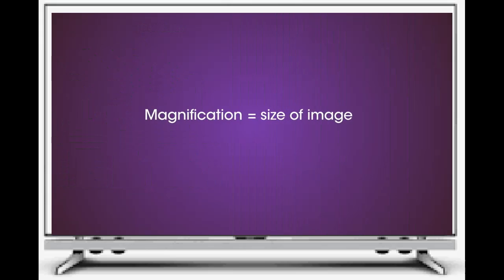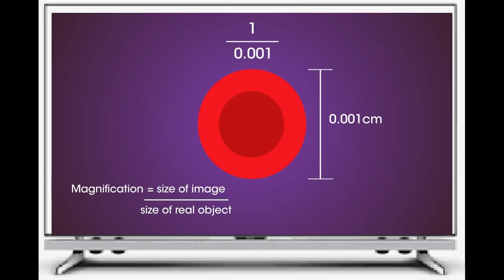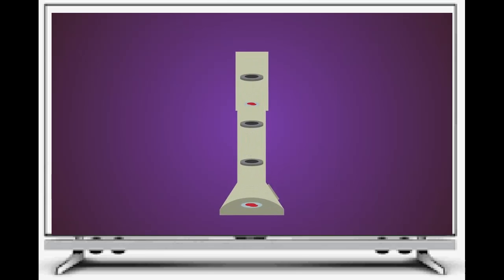You will also need to be able to use a magnification formula. Magnification equals size of image divided by size of real object. So, if the diameter of an image of a red blood cell in a book is 1 centimetre and the actual diameter of a red blood cell is 0.001 centimetres, then the magnification used must be 1 divided by 0.001 equals ×1000.